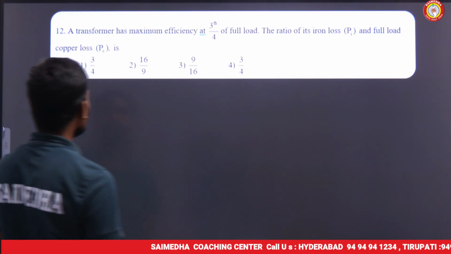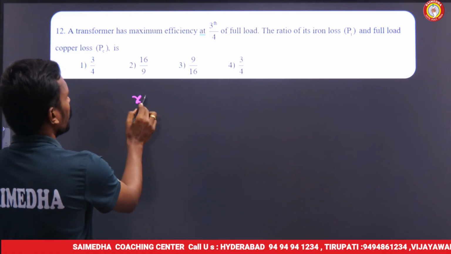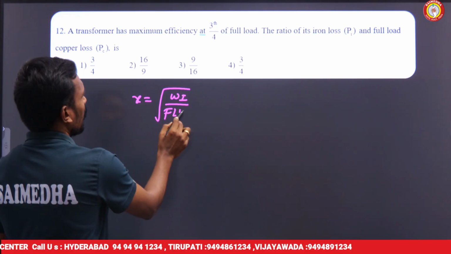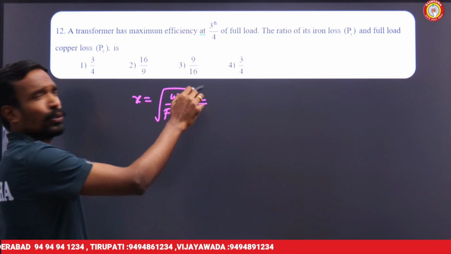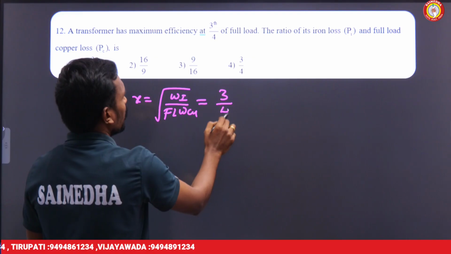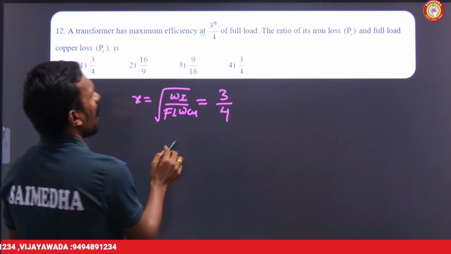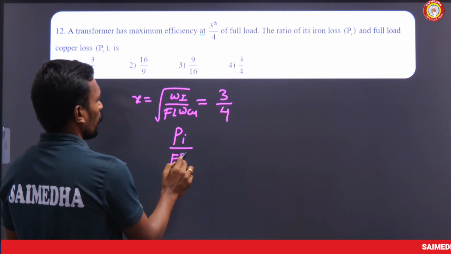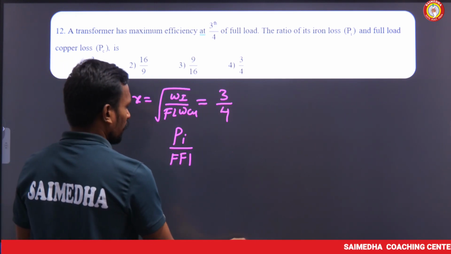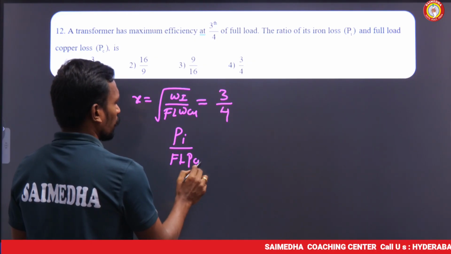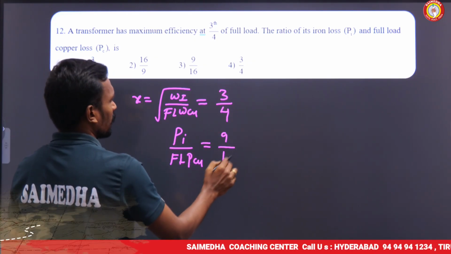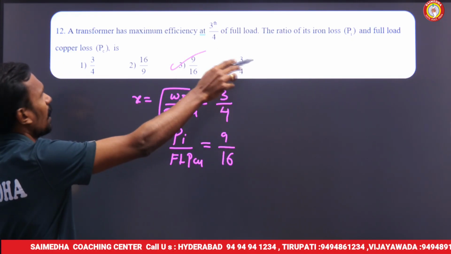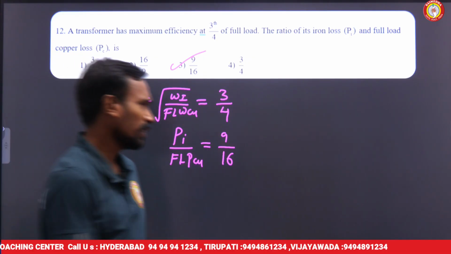Next. A transformer has maximum efficiency at 3/4 of load. That is nothing but the ratio of iron losses to full load copper losses with root equal to 3/4. They gave 3/4. The ratio of iron losses and full load copper losses is squared on both sides, so this is 9/16. 9/16 is your answer. Yes or no? Iron losses and full load copper losses they asked. Next one.